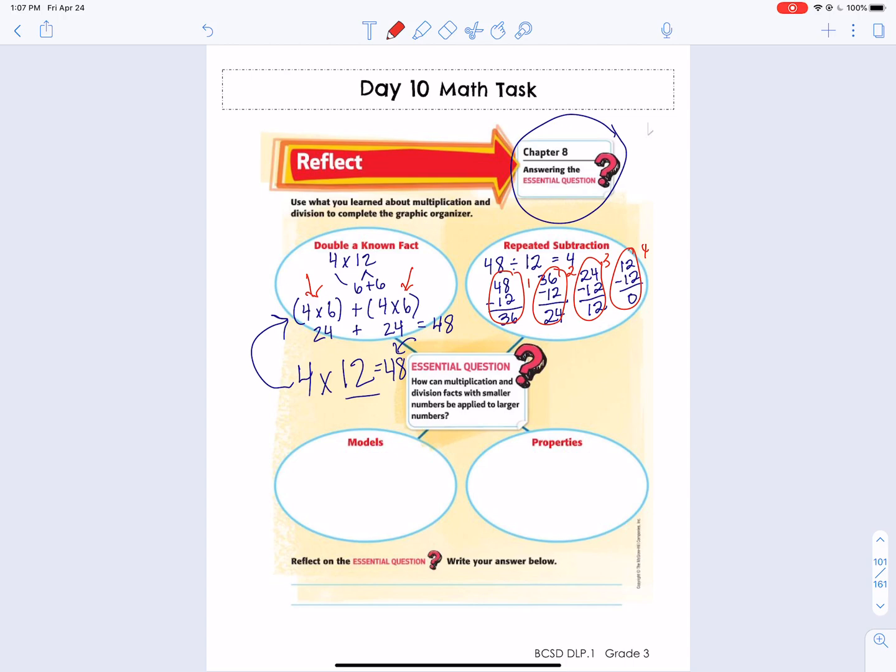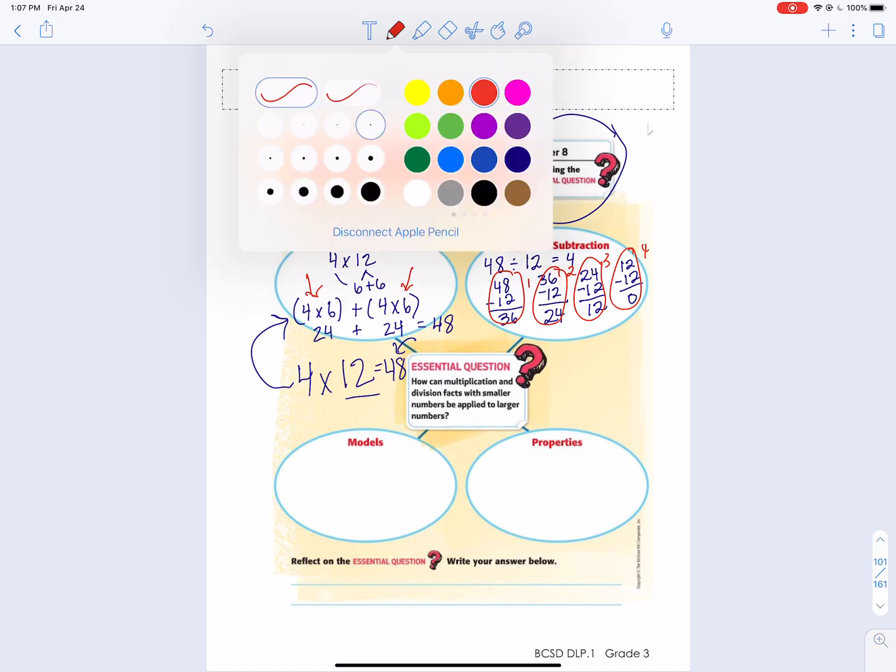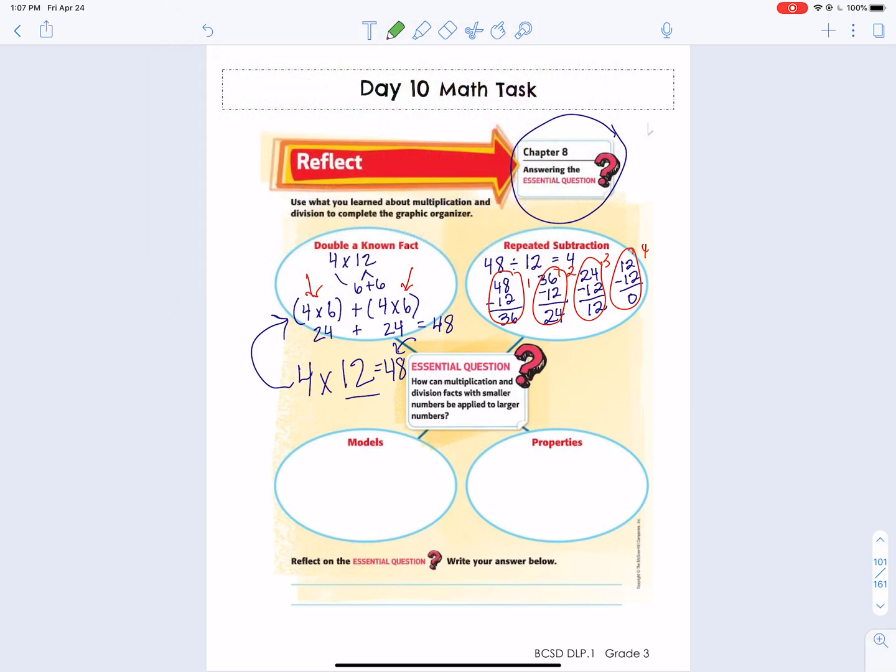Okay, moving on to the next bubble, down where it says models. Earlier in the week we learned that we can use an array, and so I'm going to draw an array here. Use a different color. We can use an array to model decomposing a larger multiplication fact to help us find the answer. So that's what I'm going to do right now. I'm going to draw my array first for 4 times 12 equals 48.